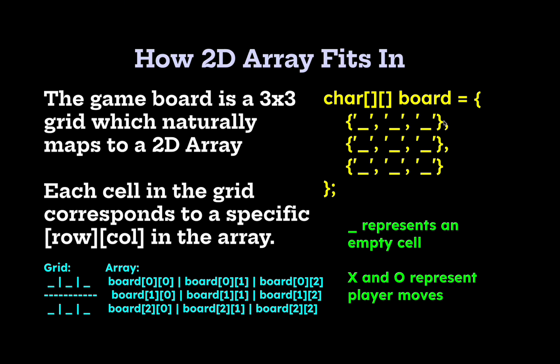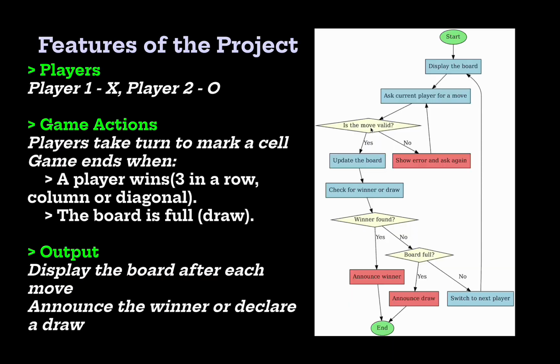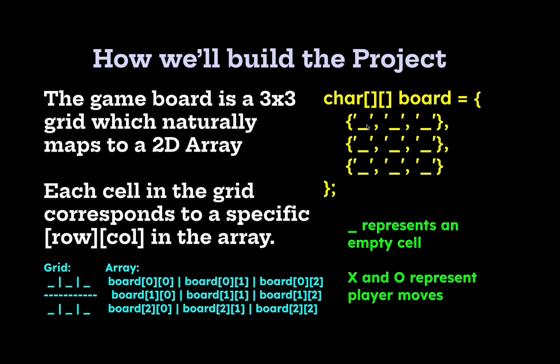And to initialize, of course, we've talked about the shortcut. So let's say we want to initialize an empty cell, just so the user knows what parts of the board are still yet to be filled. The way we will do that is by using an underscore to represent an empty cell, just so the players know what part of the board is yet to be filled. X and O would represent the player moves.